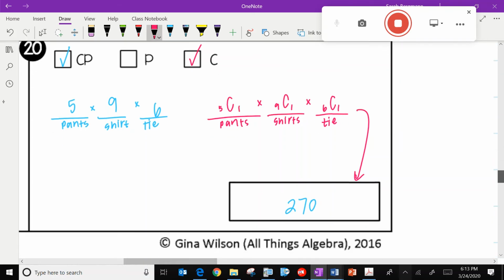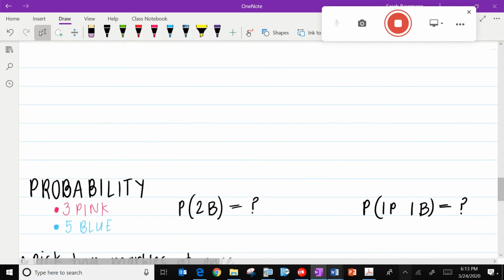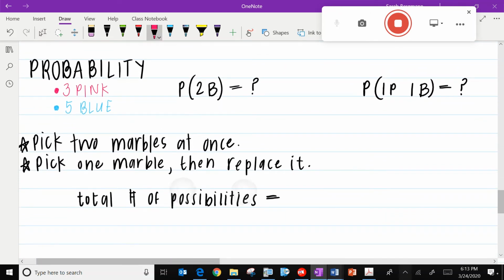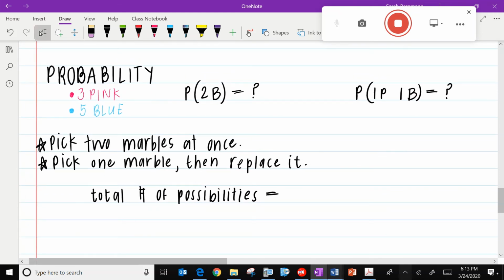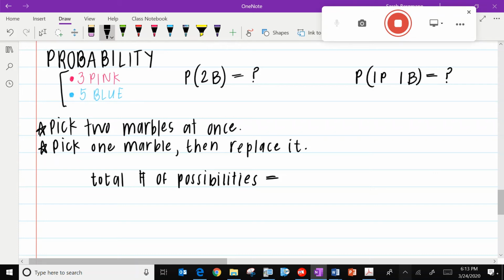Okay, make sure you get those corrected. I wanted to go over a little bit more with probability with you today. So what I want to do is show you these questions. So let's say, suppose that you have 3 pink marbles and 5 blue marbles in a bag. If you see a question like this, basically what this is asking you is what's the probability that you're picking 2 blue marbles?